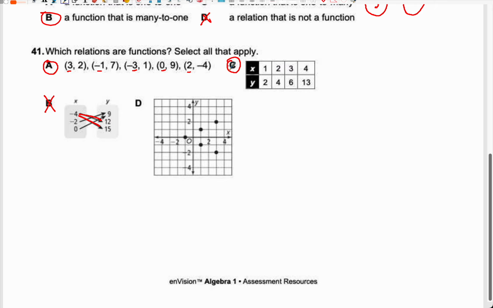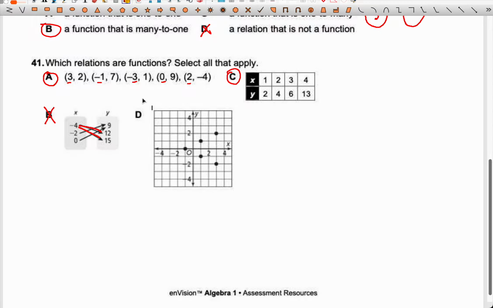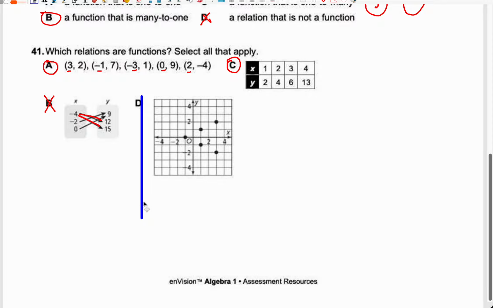That means it has to be a function. And then if it's on a graph, we do the vertical line test. Let me get my vertical line drawn on here. There's a vertical line, and as I pass it over the points, right here it's touching one point. But when I get here, look at that, it's touching 2 points. There it's touching 2 points. That means not a function. So that is not a function.